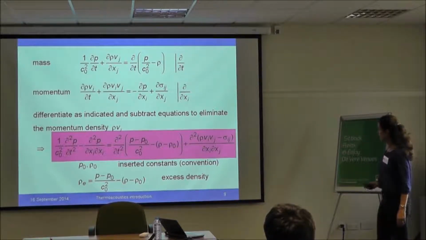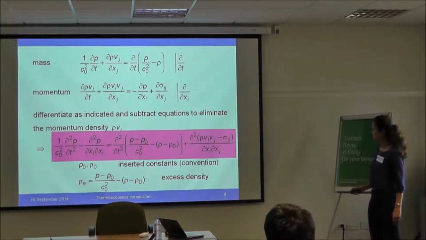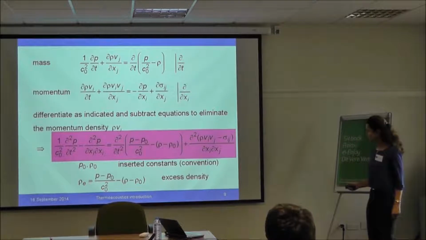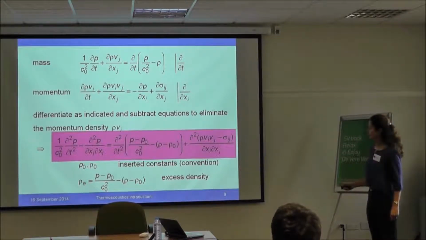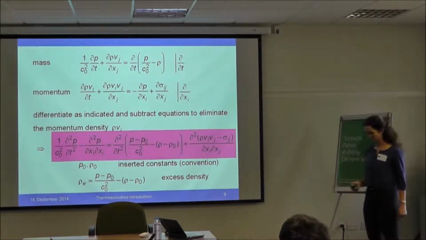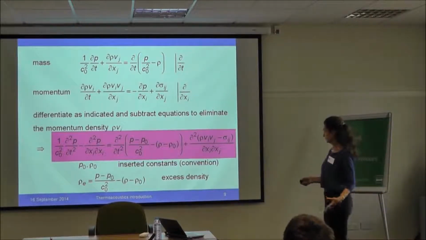And then we have on the right-hand side this term, which has got a special name. It's called the excess density, and I'm going to abbreviate that with rho e. So what we have here is the wave equation term on the left for the pressure, and then some extra terms on the right to complete the equation.